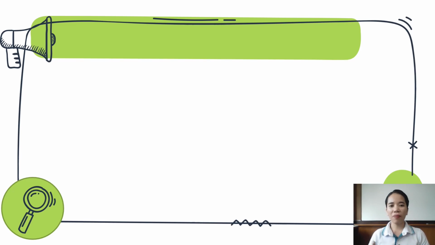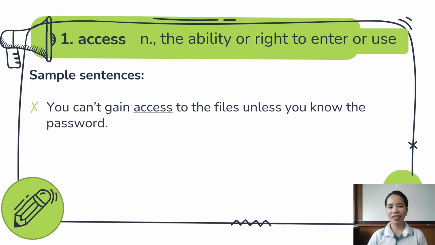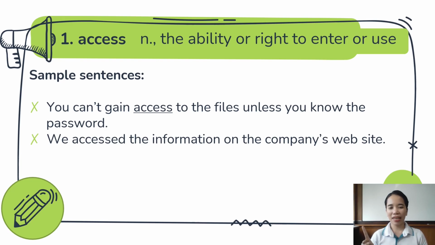Our first computer-related word is access. This is a noun which means the ability or right to enter or use. For example, you can't gain access to the files unless you know the password. Next example is, we access the information on the company's website.